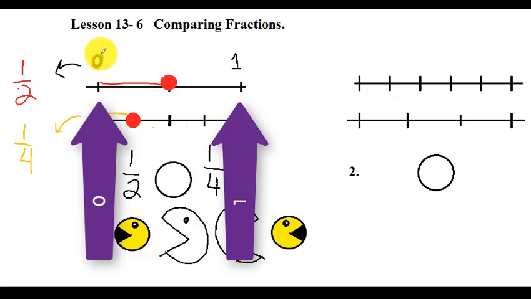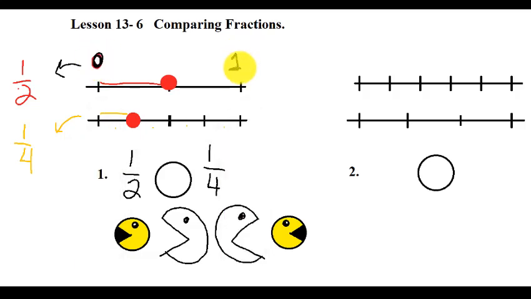And the unit is between 0 and 1. Okay, which number is closer to becoming the number 1? The closer fraction to the number 1 in this case is 1/2. So the Pac-Man here is going to eat the 1/2, and the Pac-Man is going to eat the bigger one. Remember, I told you that's really helpful. Let's do the next problem, problem number 2.